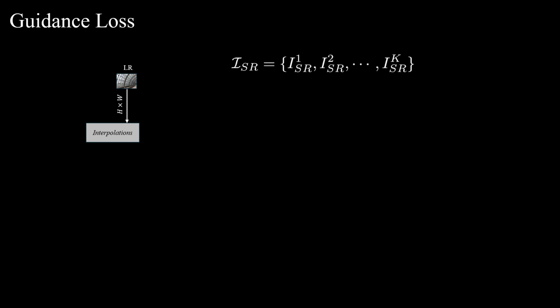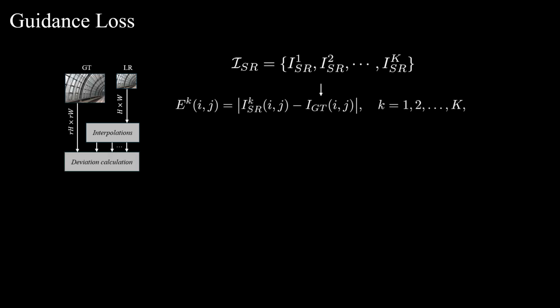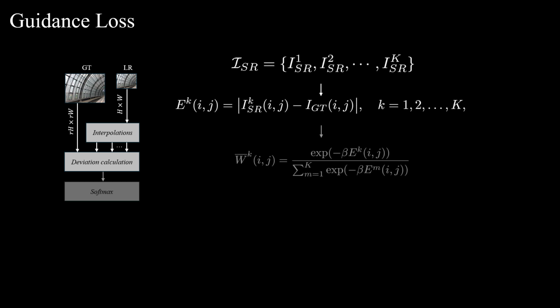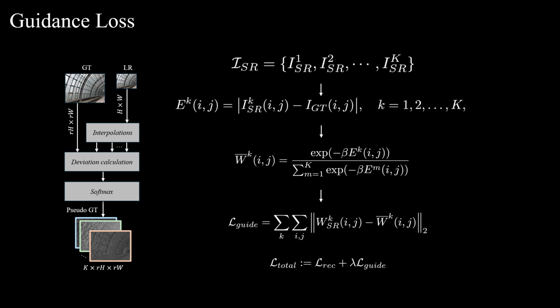Now let me explain how we apply the guidance loss. We first prepare images that are upsampled using each of the interpolation functions. For each of these images, we compute how far it is from the ground truth image. These values are then passed through a softmax function, so the output denotes how suitable each function is for each pixel. In other words, it can be interpreted as the optimal mixing ratio. This pseudo-ground truth is then used to supervise the network's weight map with an L2 loss.